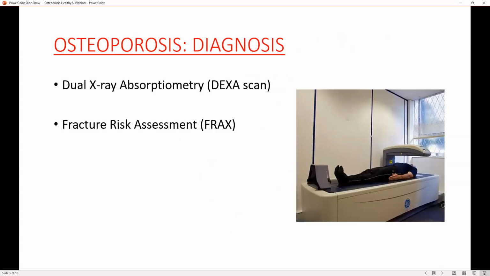Since osteoporosis is a silent disease, diagnosis requires screening tests similar to, for example, doing mammograms for detecting breast cancer. Those who should be screened include women who have had menopause either naturally or through surgical removal of the ovaries, men and women with a history of fragility fracture, and those on certain drugs or with medical conditions outlined in a previous slide.